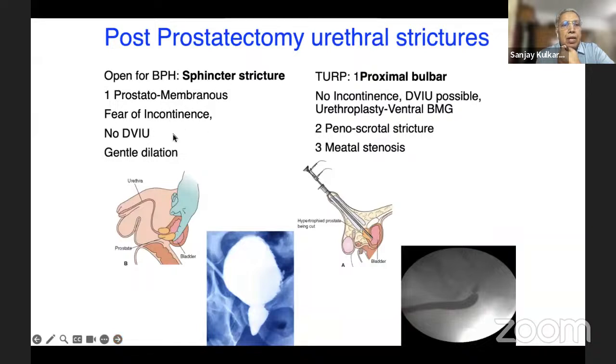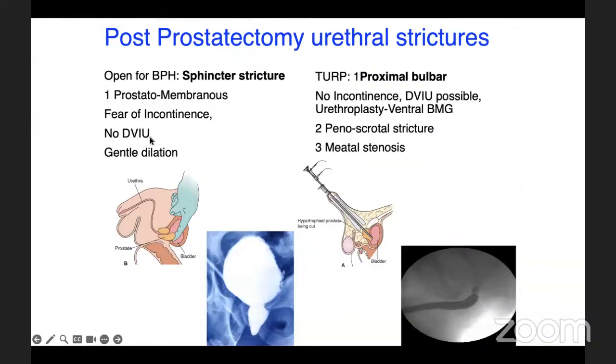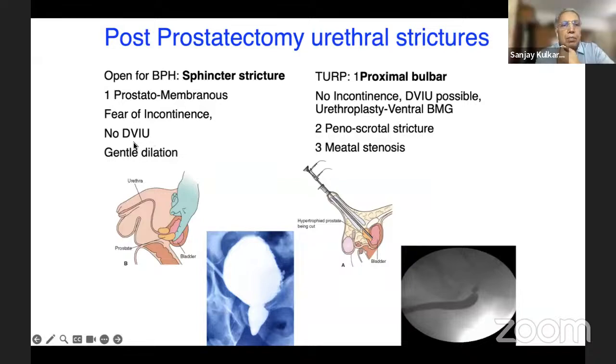And so this is a slide on the left. If the patient develops some narrowing at the prostatomembranous junction, and you try to do DVIU, there is a chance that the patient may become incontinent. So the treatment advocated by Turner-Warwick was gentle dilatation. One must understand this concept.